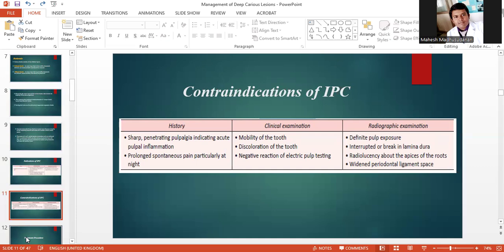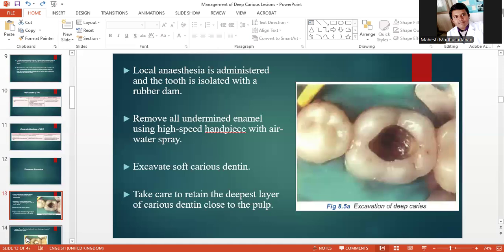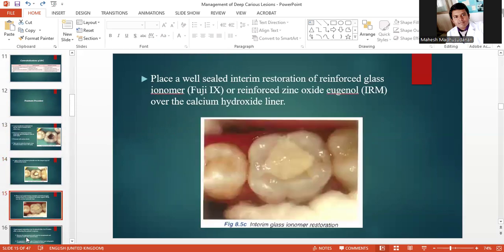Moving on to the treatment procedure, local anesthesia is administered and the tooth is isolated with a rubber dam. Remove all undermined enamel using a high-speed handpiece with air water spray. Excavate the soft carious dentin and take care to retain the deepest layer of carious dentin close to the pulp. Then apply a liner of calcium hydroxide over this deepest layer of demineralized dentin. Finally, place a well-sealed interim restoration of reinforced glass ionomer or reinforced zinc oxide eugenol over the calcium hydroxide liner.